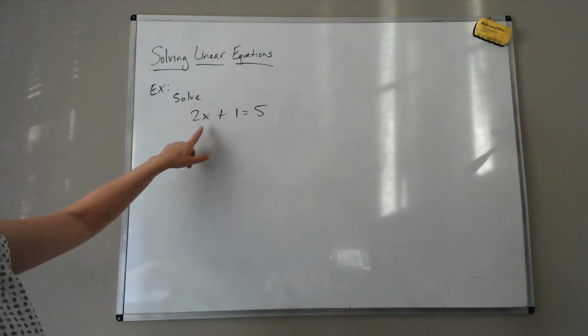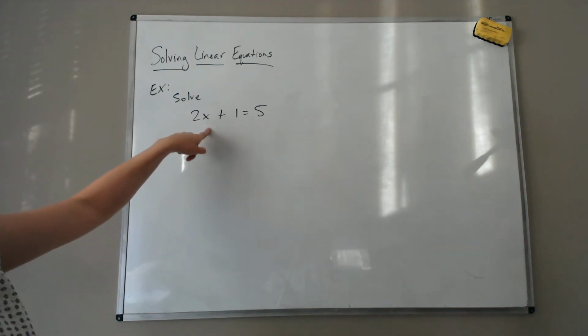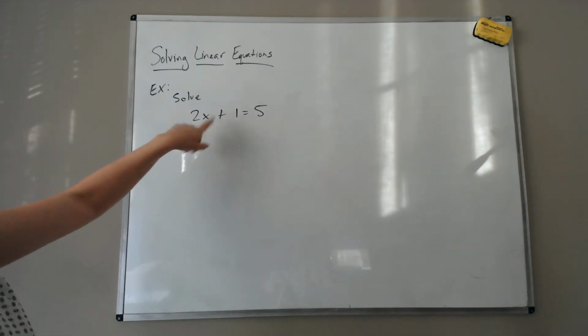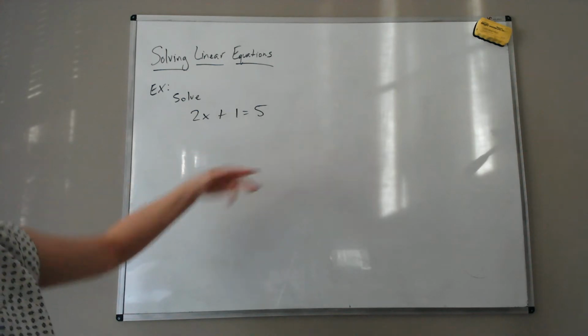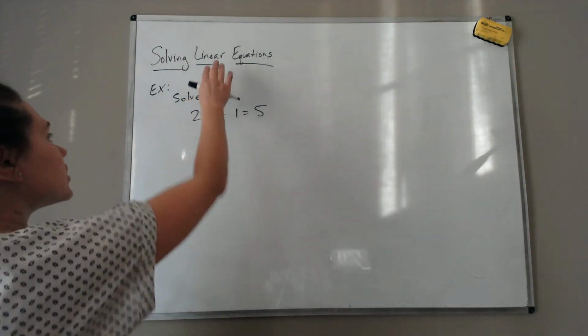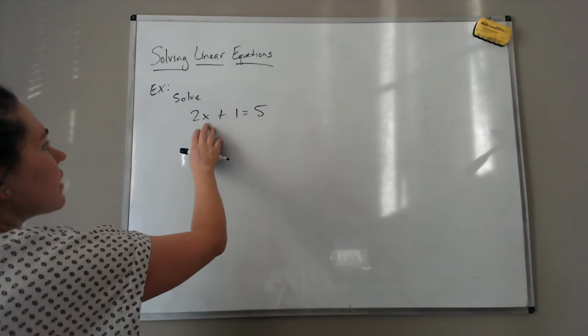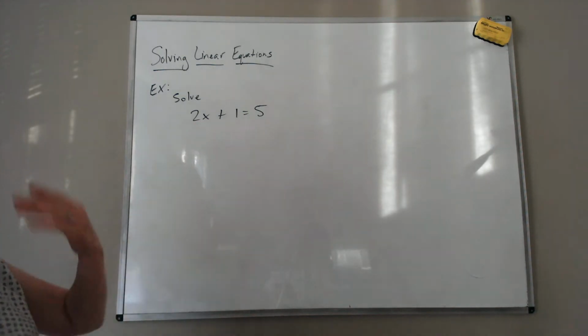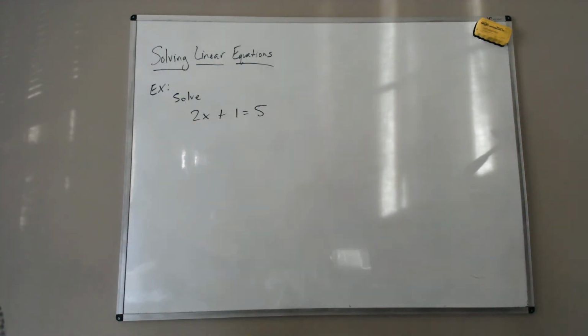What we're trying to do is find the value of the variable x so that the left-hand side equals the right-hand side. This is a linear equation because our only variable, x, is raised to the first power. That's what makes it linear.